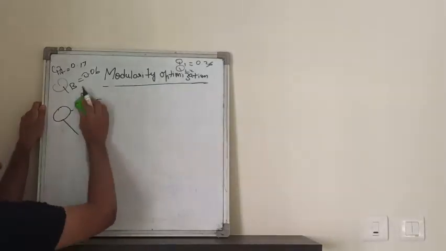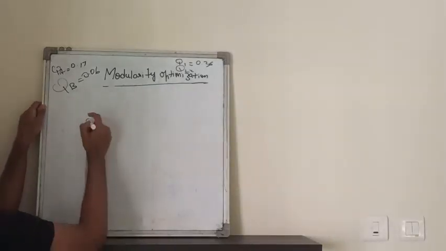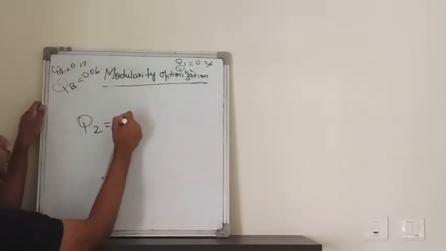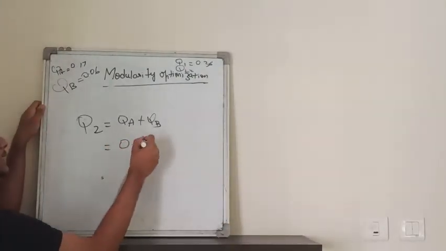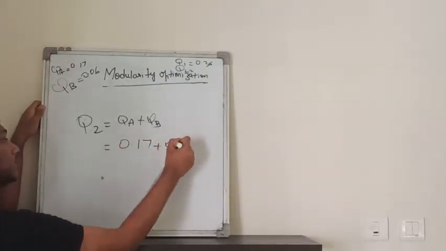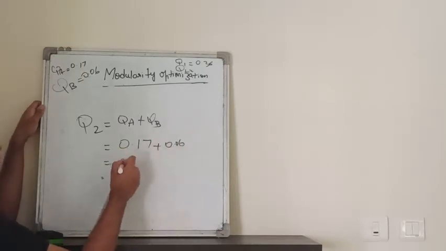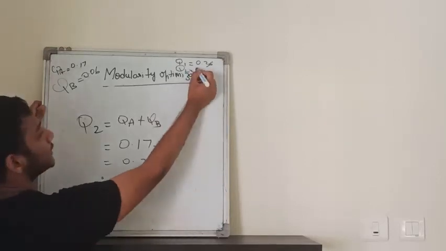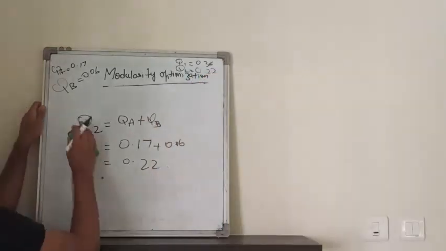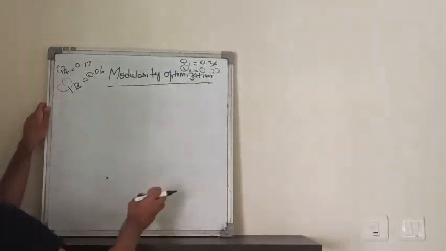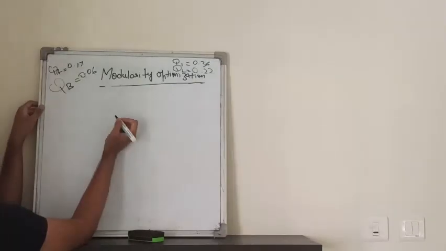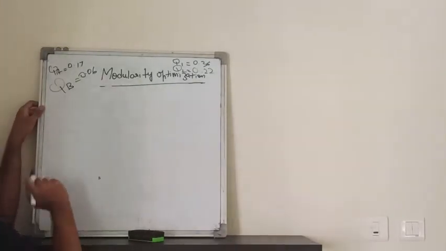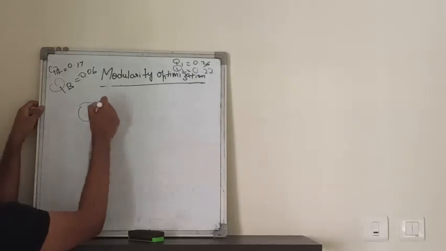So now let's erase everything. Let's remove the graph as well. Now what is the Q of the second cut? That is QA plus QB, which is equal to 0.17 plus 0.06, which is nothing but 0.22. Okay, so I'm writing here 0.22. Now how do you decide? Now we have to decide which cut is more, okay, I'll draw the graph again.